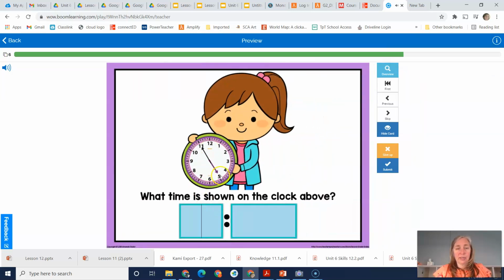Almost done. My hour looks like it's pointing at the 5, but since my minute hand is over here, I have to be really careful because it's getting very close to the next hour. So it's not quite 5 yet until this minute hand gets to the 12. So it is 4:55.